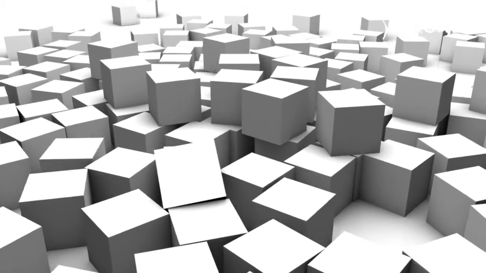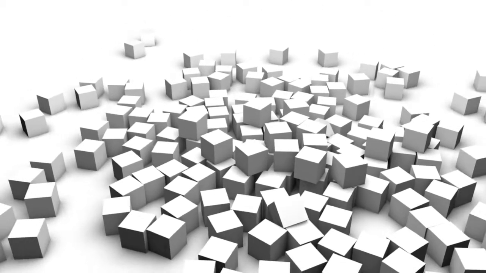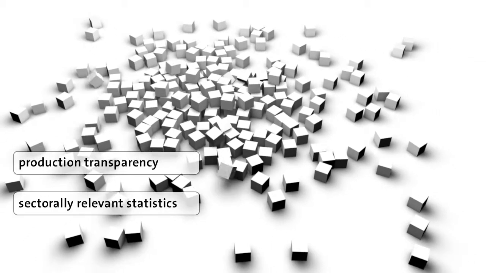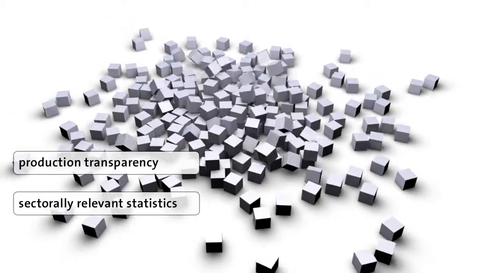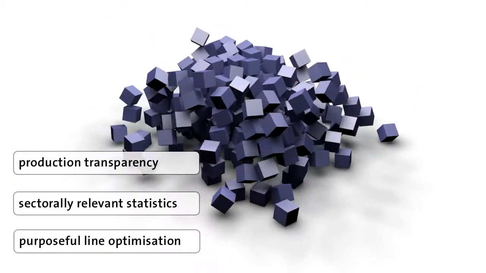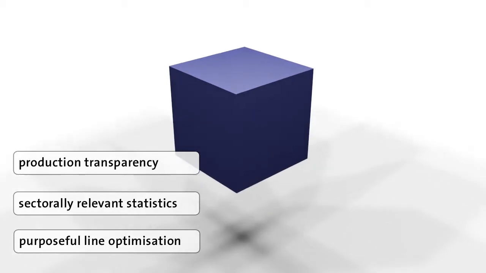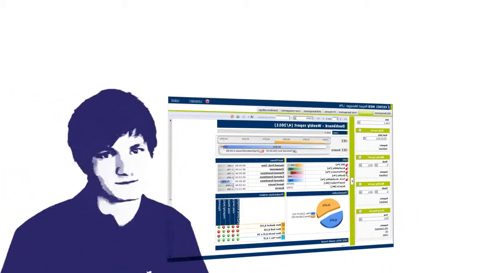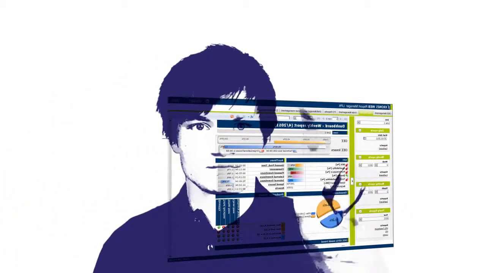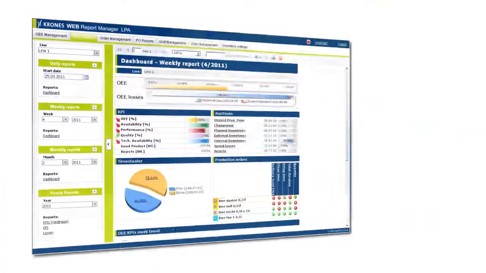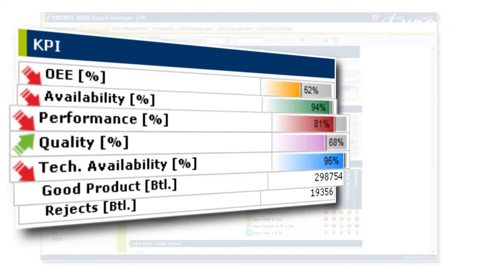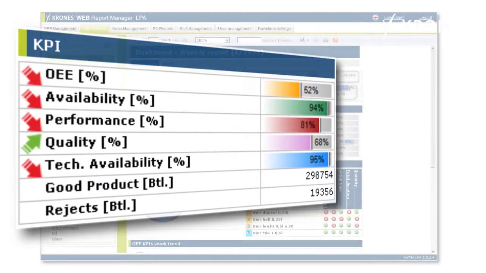The Krones Land Performance Analyser, LPA, provides enhanced focus and improved clarity. This IT tool creates comprehensive production transparency, supplies sectorally relevant statistics, and constitutes the foundation for purposeful line optimization. The tool ensures comprehensive transparency, providing as it does detailed analyses for production times, non-productive times, and downtimes. All important statistics like OEE, availability, and output are available at a glance.